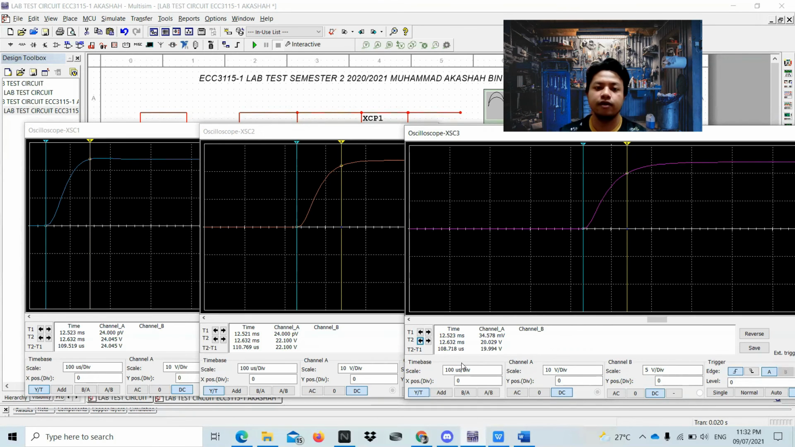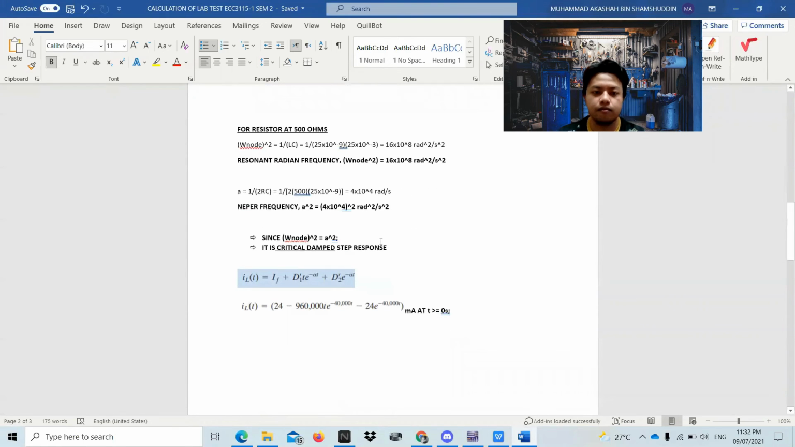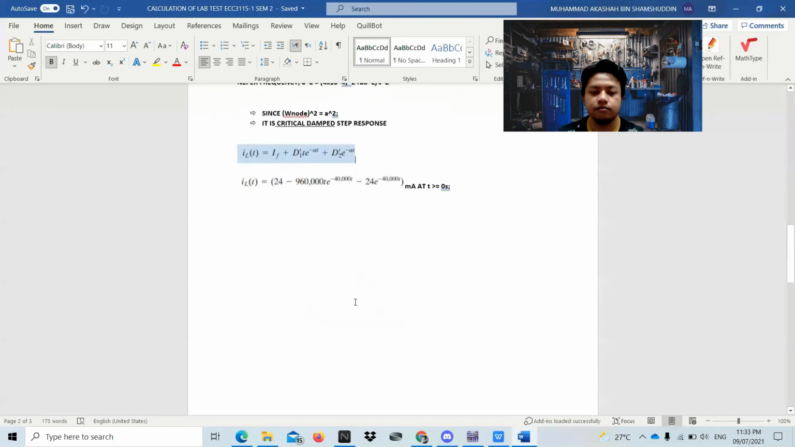So I'm going to verify with another two graphs, the 500 ohm resistor and the 400 ohm resistor, with the calculation and also my own plot on the Desmos website. So by theory, the resonant radian frequency is equal to the Neper frequency. That means it is critically damped, and I'm going to use this equation to plot my own graph later.